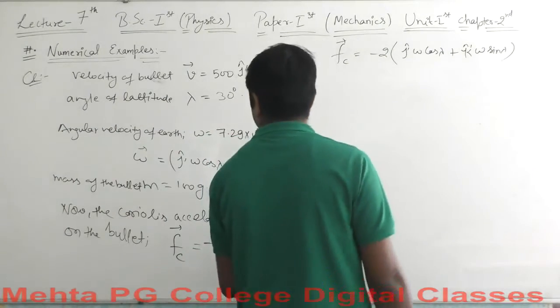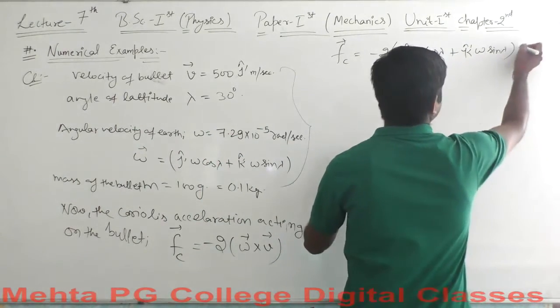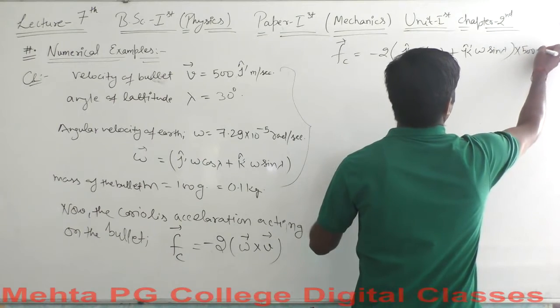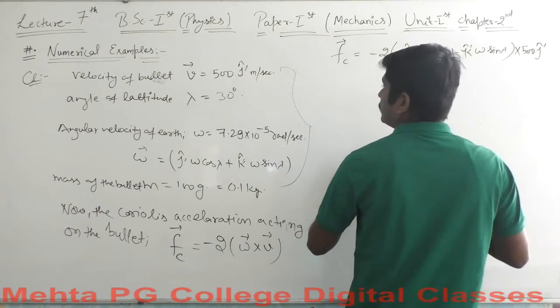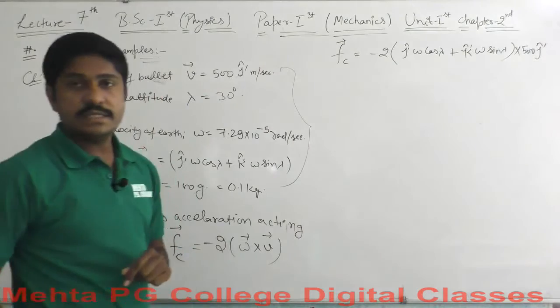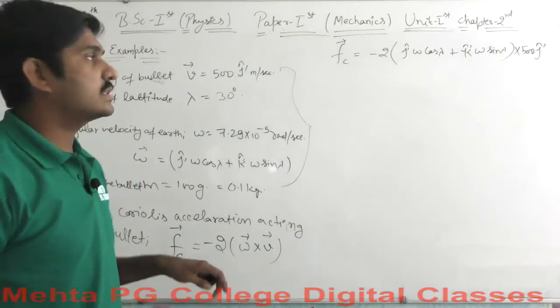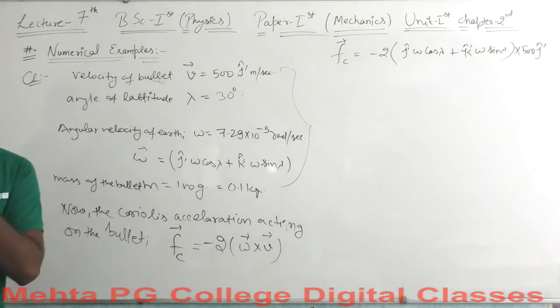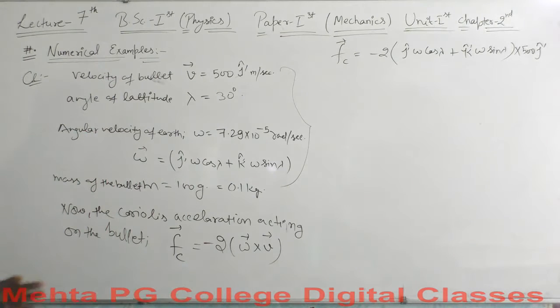Cross product with the V vector, that is it. 500 j cap, okay, that is the actual product here. Yes, this is within the frame. Okay, that is the FC here. And if we are going to solve all these things, what will we end up with? We will end up having a result that is equal to i cap 3.645.